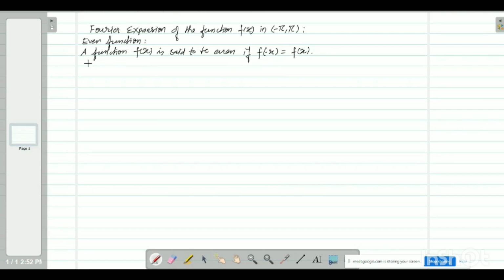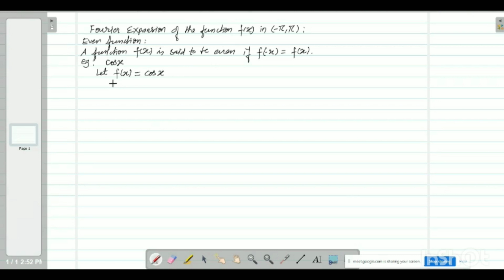If this condition holds, then we can say that the given function is an even function. And what is the example for that? Your function cos x is an even function. Why is this so? Just check. Let f of x equal to cos x. Okay.